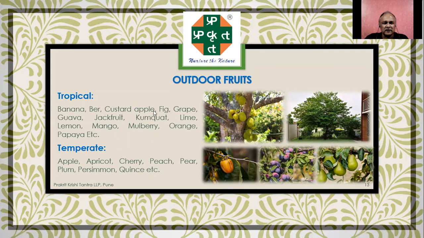Depending on the location, we should prefer which kind of fruit we should grow, because in a tropical region, if we try to grow temperate fruits, the plant will perhaps survive and give one or two fruits, but that is not the success. If we want to grow for production, then we have to decide according to our region. If we are in a tropical region, we should try to grow tropical fruits, and in a temperate region, try to grow temperate fruits.